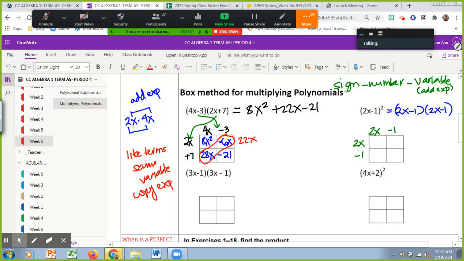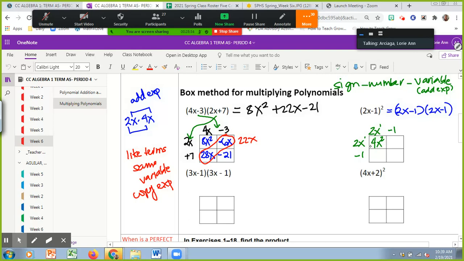So the sign is positive times positive, so that's going to be positive. Go to the number, 2 times 2, that's 4. Go to the variable, x times x, but you have to add the exponent, so you get x to the second power because you see two of them. It's like x to the 1 and x to the 1, right? So when you add the exponent, it's x to the second power.